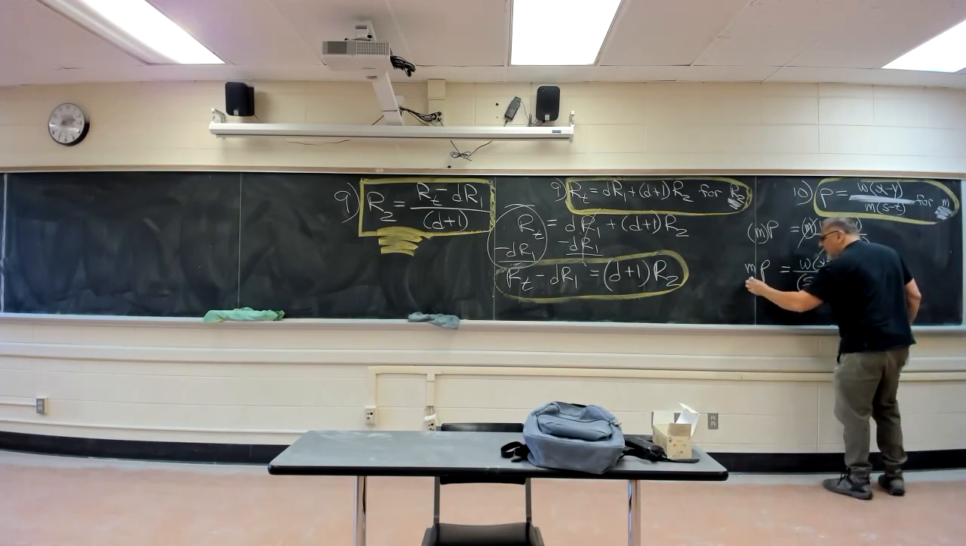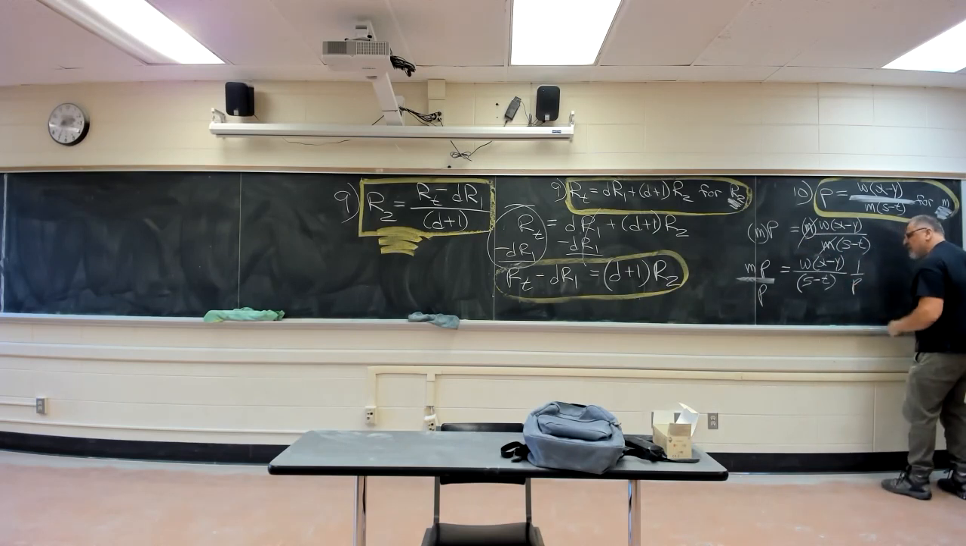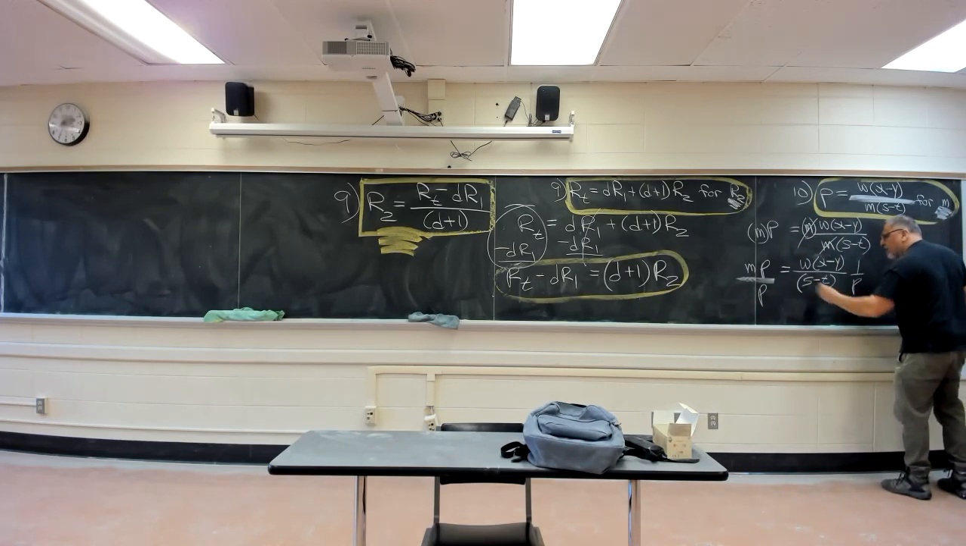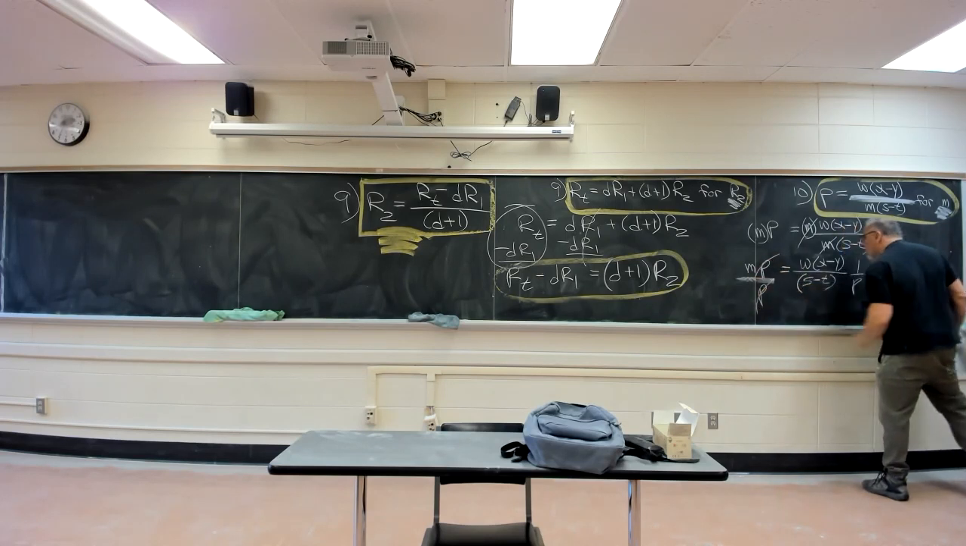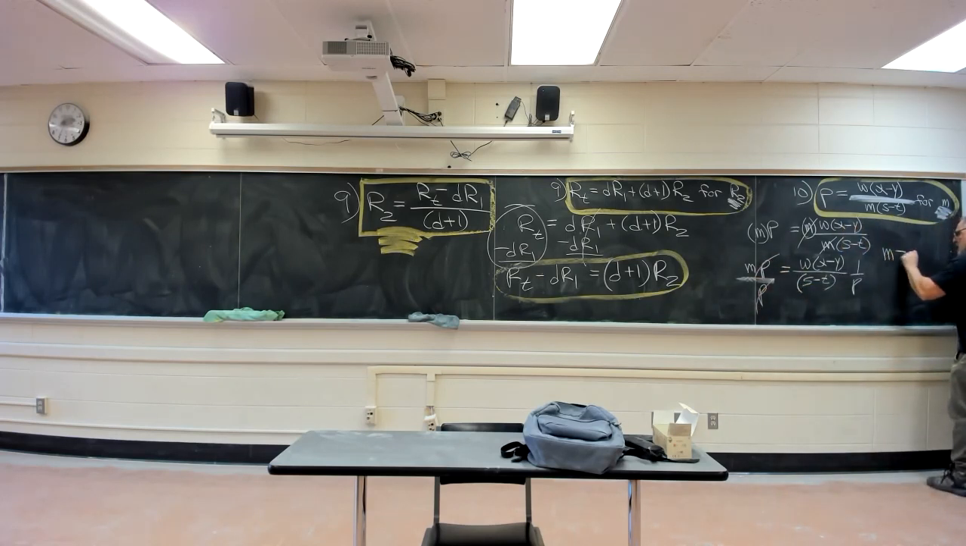Divide by p on each side, or multiply by 1 over p. Either way, p just goes right here. M equals W times the quantity x minus y, over P times the quantity s minus t.